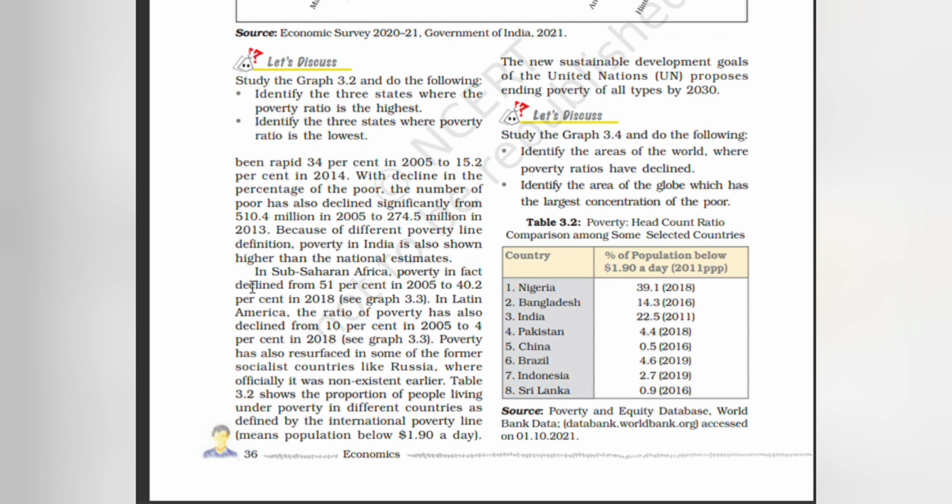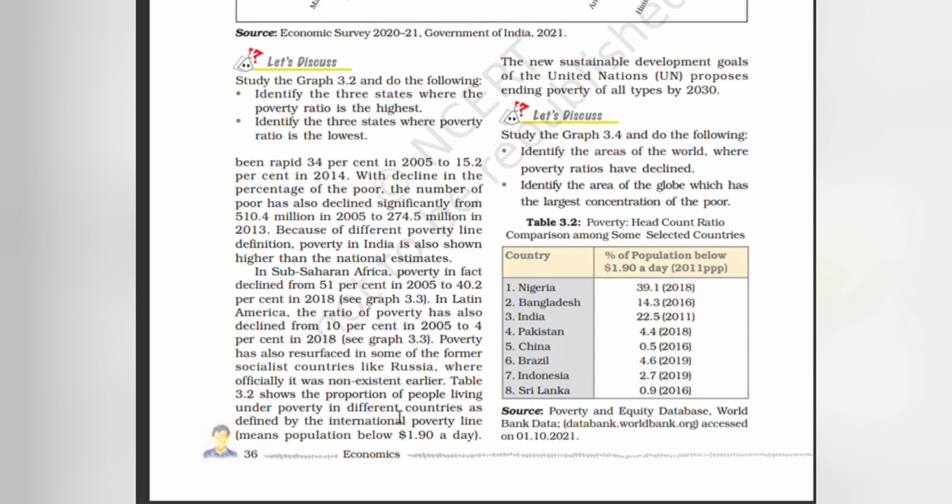Because of different poverty line definitions, poverty in India is also shown higher than the national estimates. In sub-Saharan Africa, poverty in fact declined from 51% in 2005 to 40.2% in 2018. In Latin America, the ratio of poverty has also declined from 10% in 2005 to 4% in 2018. Poverty also has resurfaced in some of the former socialist countries like Russia, where officially it was non-existent earlier.